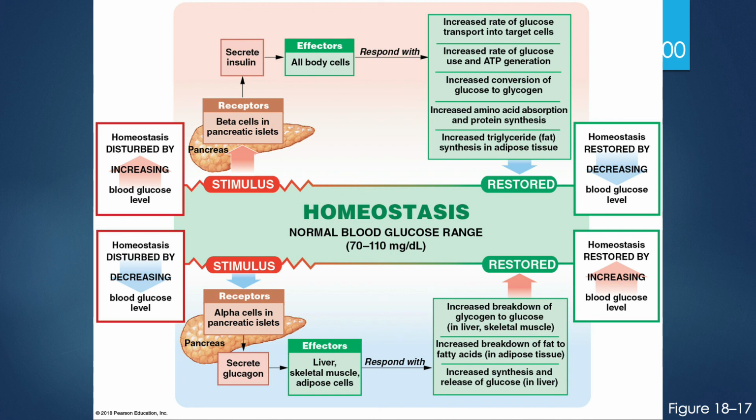The response to that is that we have increased breakdown of glycogen to glucose, so that yields more glucose, and that occurs in the liver as well as in the skeletal muscle. We also respond by breaking down fat into fatty acids, creating, yet again, more energy. And lastly, it will increase synthesis and release of glucose in the liver. So in general, glucagon is going to allow our body to produce all sorts of glucose, so that we can restore our blood glucose level back up to a homeostatic level.